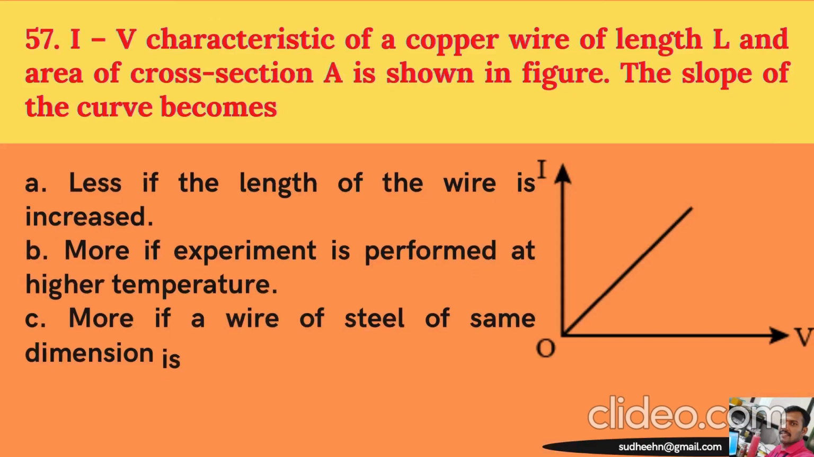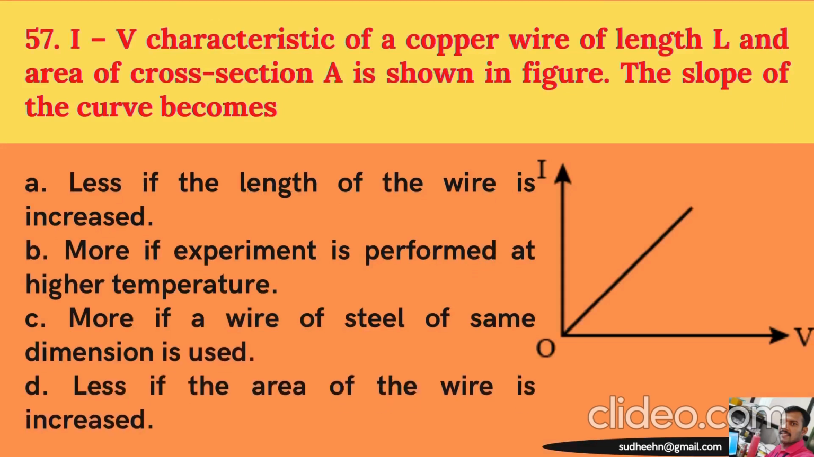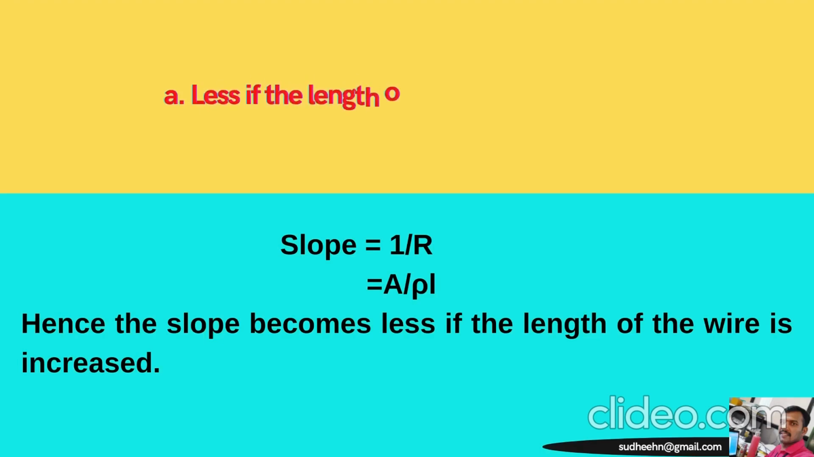Okay, next question number 57. The I-V, current voltage characteristics of a copper wire of length L and area of cross section A is shown in the figure. The slope of the curve becomes: option A, less if the length of the wire is increased. B, more if the experiment is performed at higher temperature. Option C, more if a wire of steel of same dimension is used. And option D, less if the area of the wire is increased. The right answer is option A, that is less if the length of the wire is increased. That can be obtained with the help of the equation slope = 1/R. By substituting the value, we will get that the slope decreases as the length of the wire is increased.